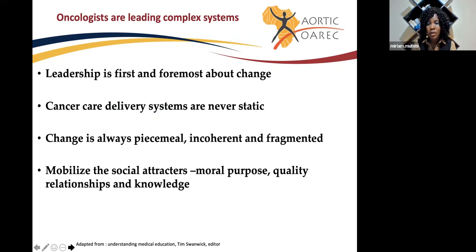Keep in mind that as oncologists, we're leading fairly complex systems, and the systems are never stable. There's always things happening. Maybe there are stockouts, or maybe a natural disaster. So cancer care delivery systems are never static. The recent pandemic has shown us that a lot of things could suddenly grind to a halt, and then we try to figure out, within that structure, how we ensure the continuity of care delivery. That's where effective and appropriate leadership comes in.